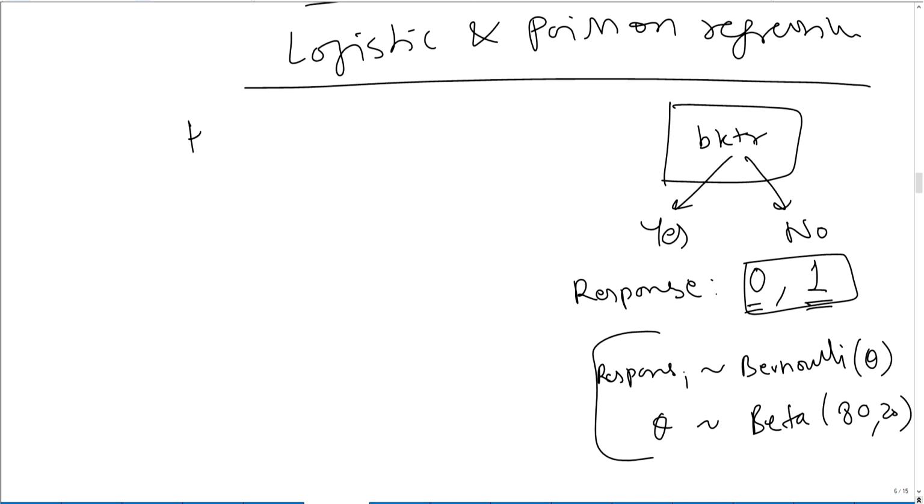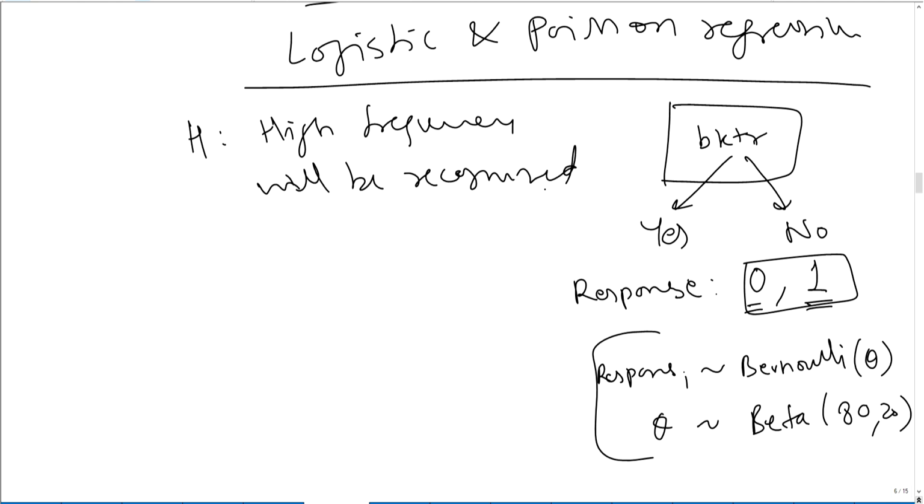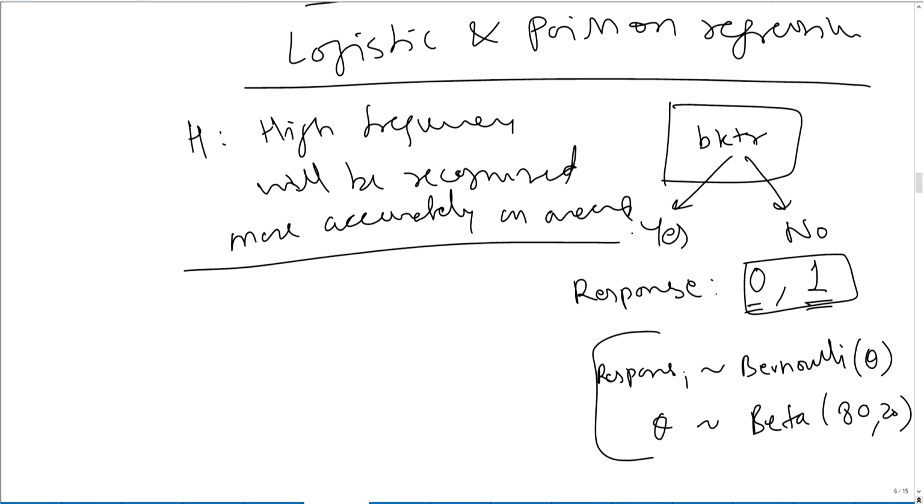So, the hypothesis is this, that high frequency words will be recognized more accurately on average. That is our hypothesis. How do we encode this hypothesis and what does it mean?